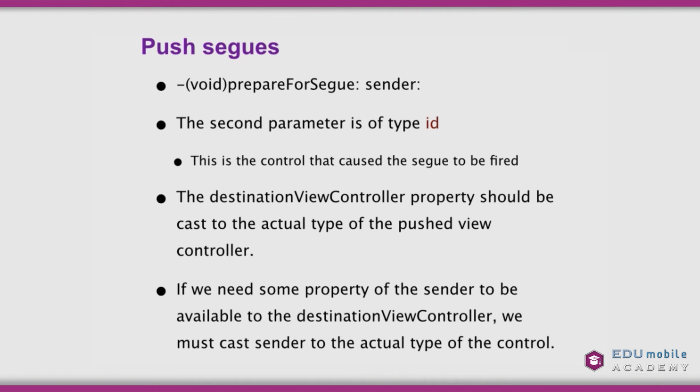Well, we need to cast sender from the ID type that we're getting to the actual type of the sender. If it's a button, we'll need to cast it to a UI button type. If it's a UI storyboard cell, which it is in the context of what we're talking about right now, then we need to cast it to a UI storyboard cell type in order to get to the title label and the detail title label of that storyboard cell. We'll see this as we look at the first demo here.